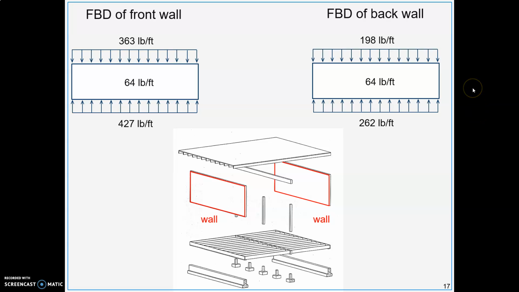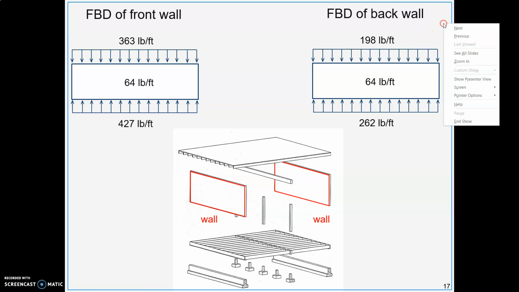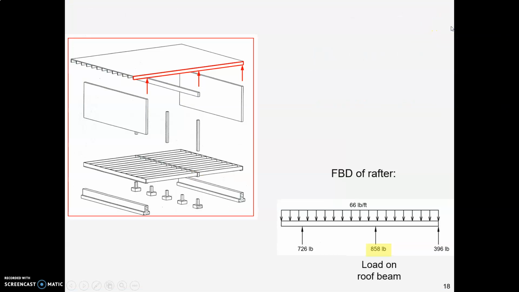Here we are. We had just found the free body diagrams for the front wall and the back wall. And now we will go look at a free body diagram for that roof beam. And again, here is a rafter which is sitting on that roof beam. And here is a free body diagram of the rafter that we did the other day.